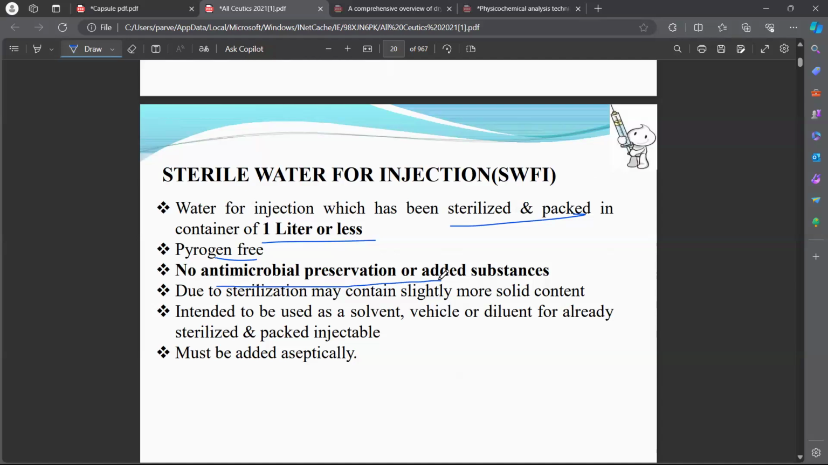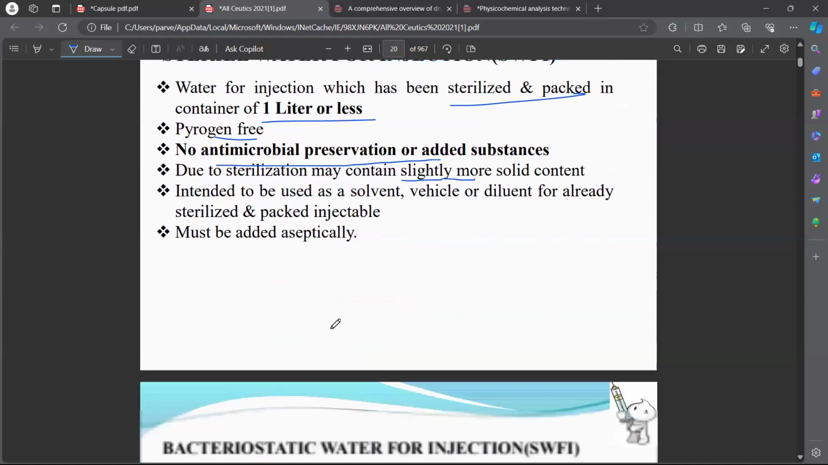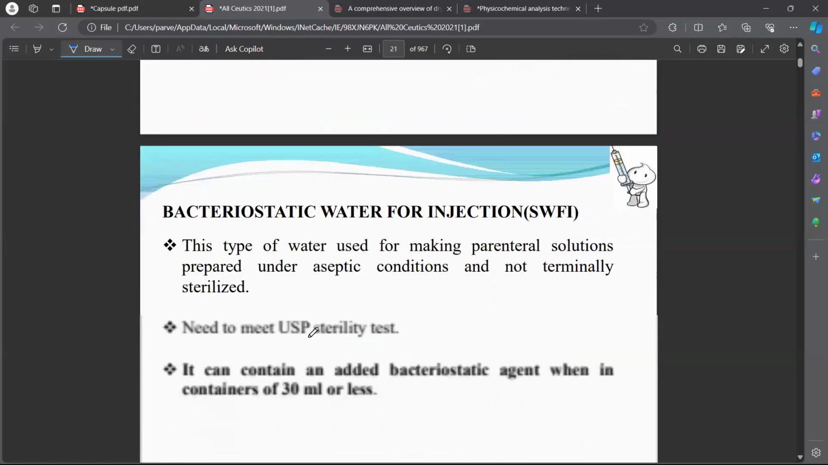Next, bacteriostatic water contains bacteriostatic agents when the content is 30 ml or less. The adequacy of water purity is demonstrated by the methods I mentioned. Microbial contamination: the total viable count should be not more than 10 colony forming units per 100 ml. As I mentioned, the bacterial endotoxin limit is 0.25 units per ml.